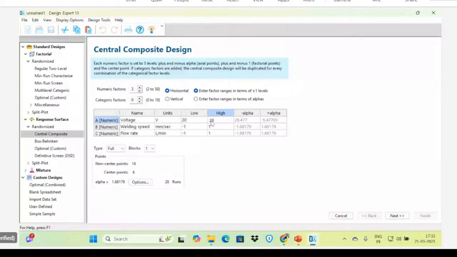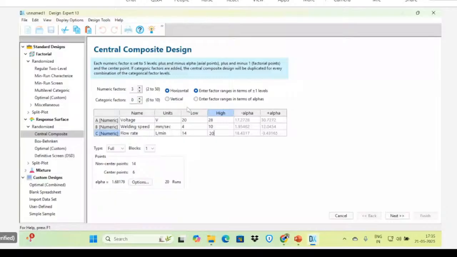And then welding speed, suppose we are taking 4 per second, that is the minimum value, and then 10 we are considering as the highest value. Flow rate, suppose 14 liters per minute, and maximum 20 liters per minute if we are considering. So you have to attain these values, because of the trial tests also.